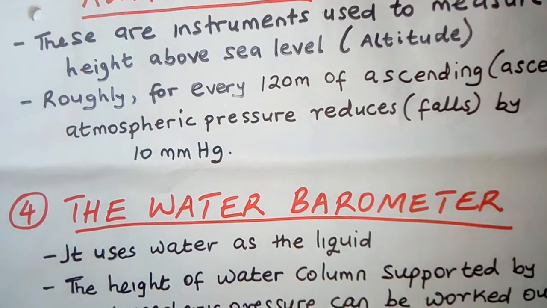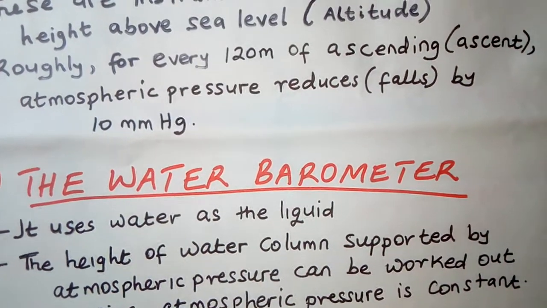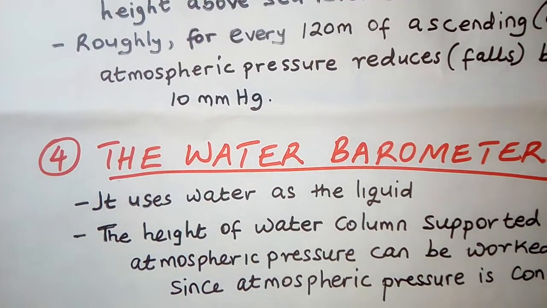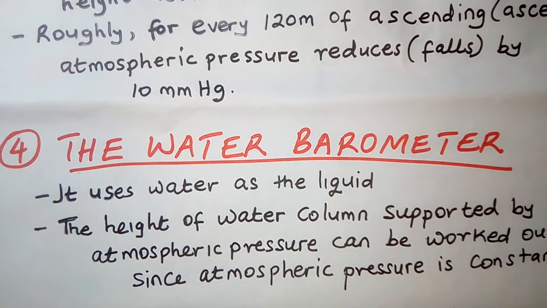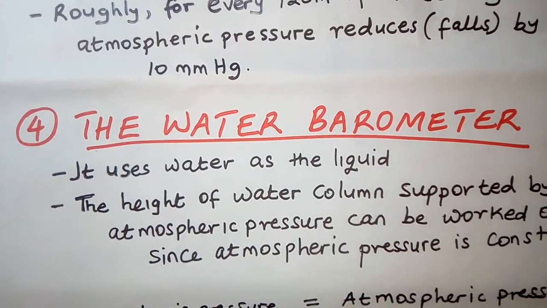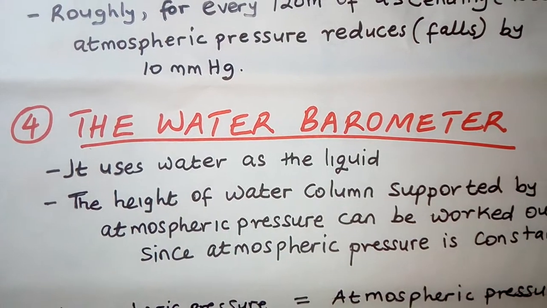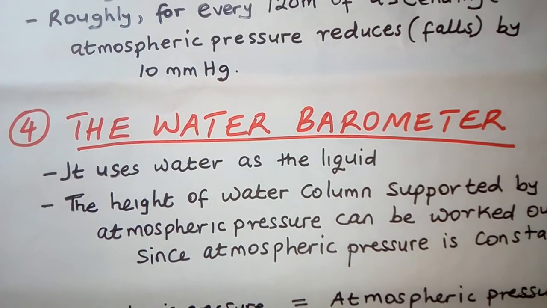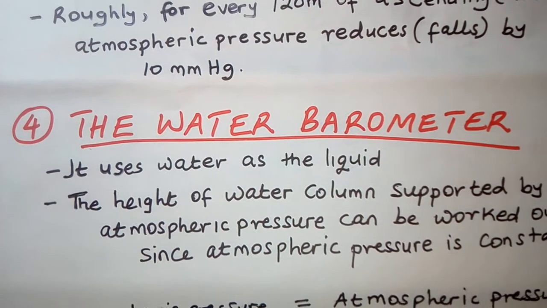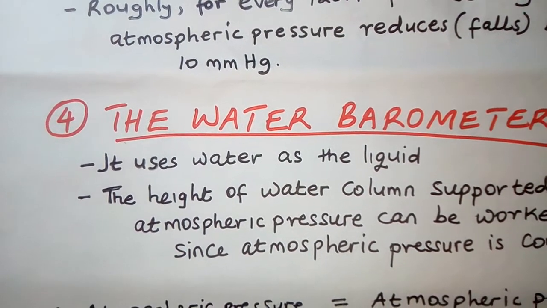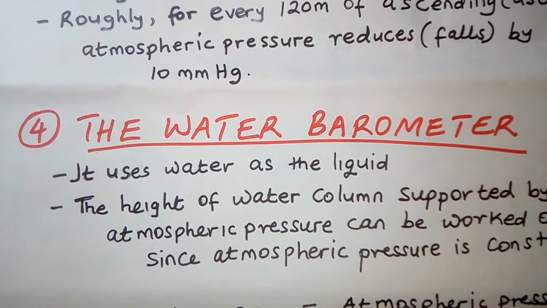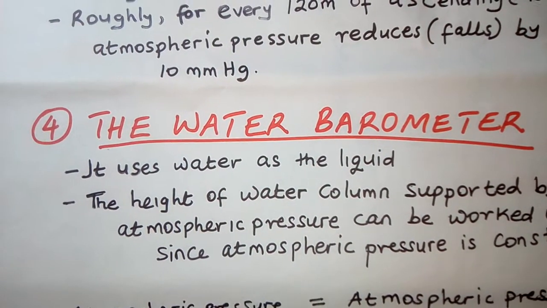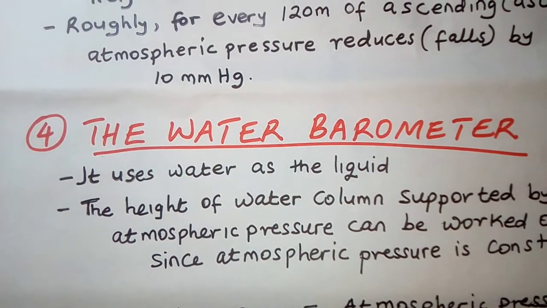Now let us look at the fourth type of barometer, that is the water barometer. As the word suggests, it uses water as the liquid. The height of the water column supported by atmospheric pressure can be worked out because atmospheric pressure is constant, whether you bring a mercury barometer or a water barometer. In the mercury barometer we talk about the height of the mercury column, but this is a water barometer.